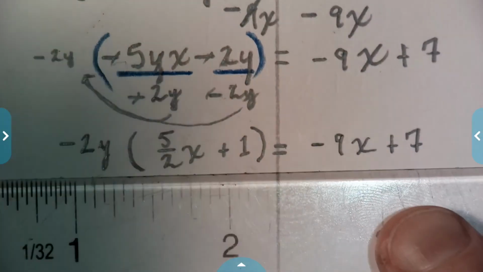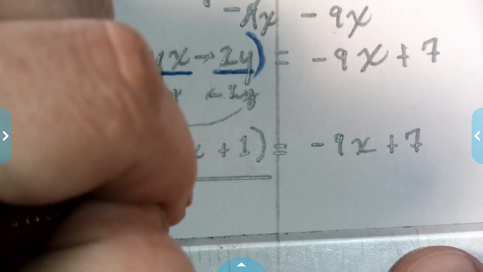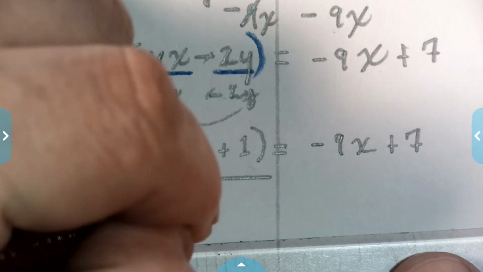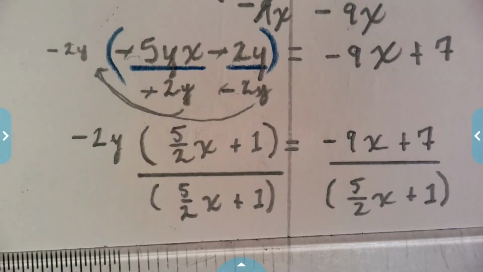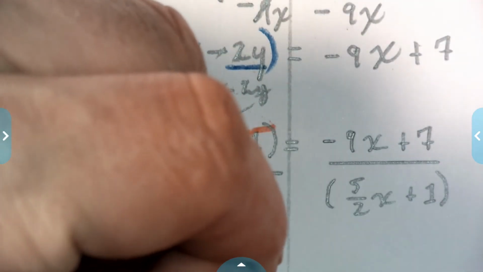And now I'm just going to divide out this 5 over 2x plus 1. And I'm also going to divide it out on this side, 5 over 2x plus 1. We're getting there, folks. Okay, so look what happened now. I just canceled out all that stuff, and I just have negative 2y on the left. Amazing. Algebra is just an astonishing thing.